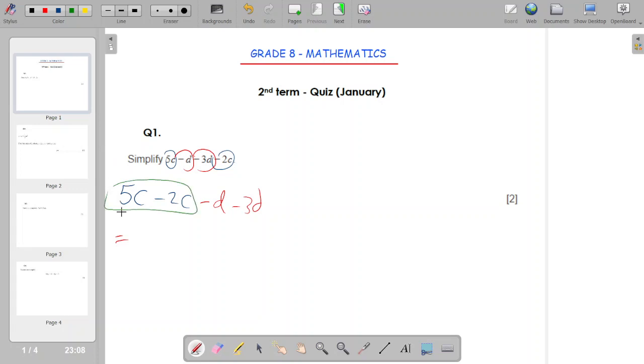After that, you will say that is going to be equal to what? The first part, 5c minus 2c, is going to be 3c. And then you go to this part, minus d minus 3d, which is going to be minus 4d. So the answer is going to be 3c minus 4d. If you solve this, you're going to get the 2 marks.